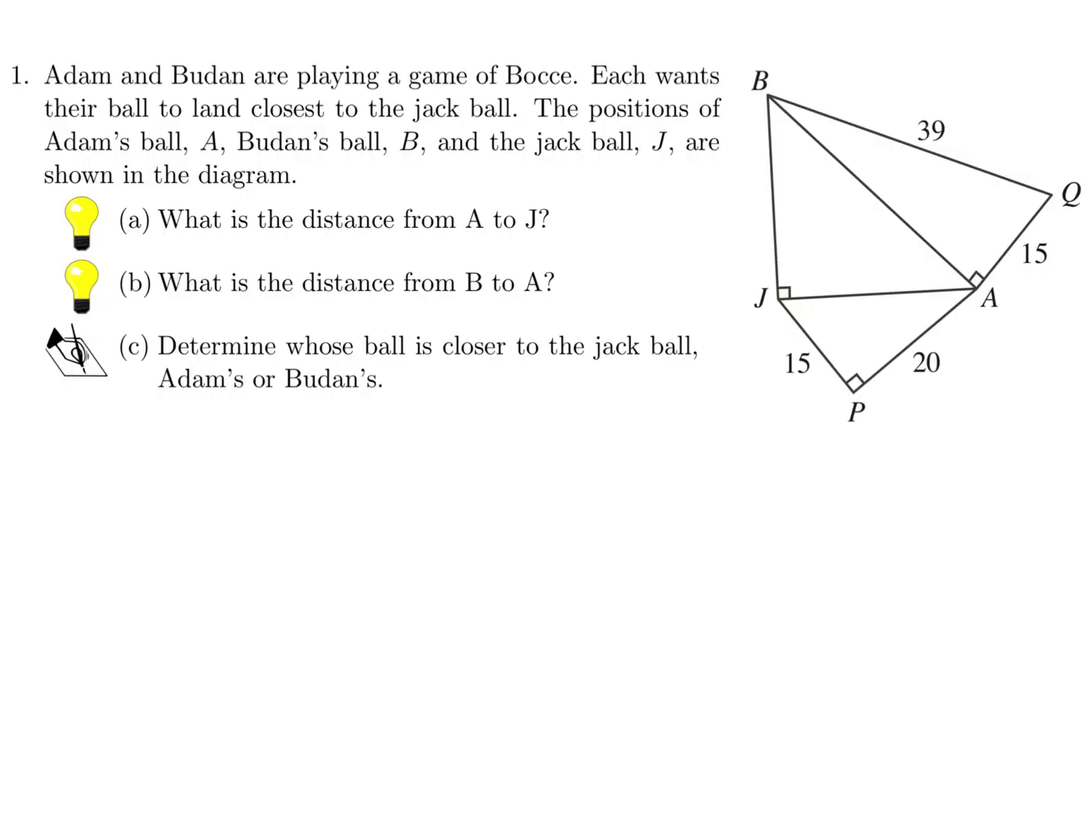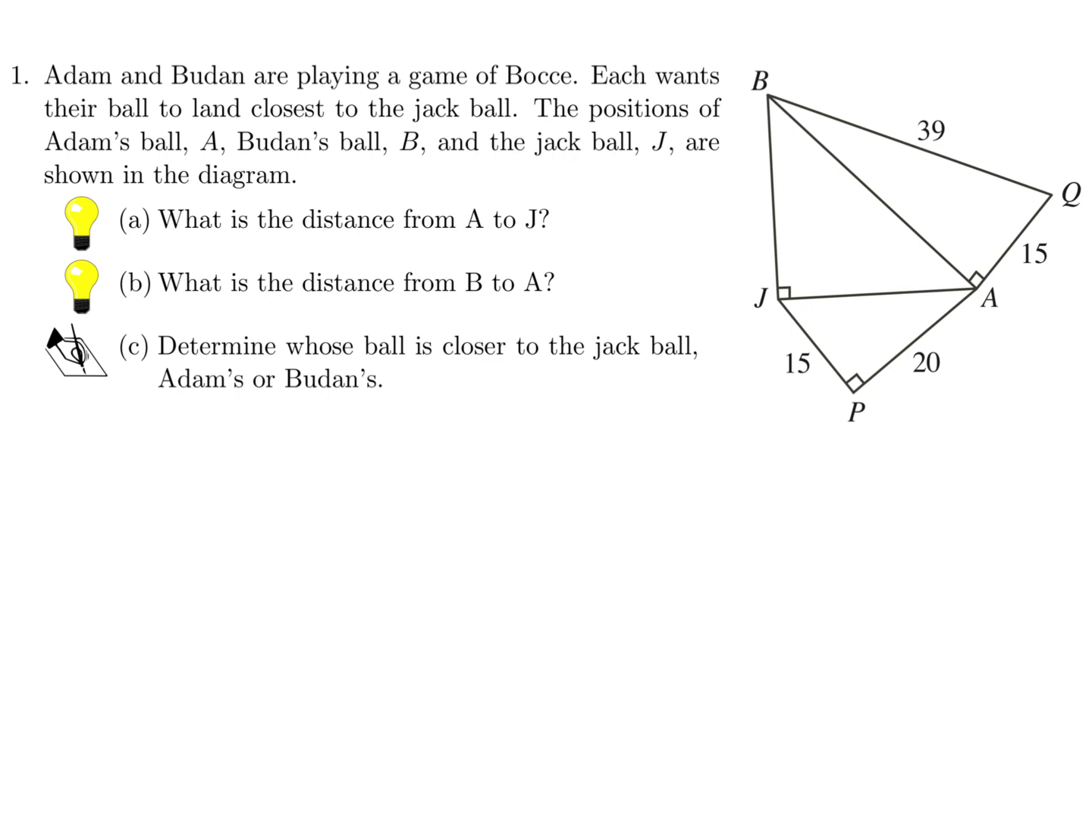Adam and Boudin are playing a game of Bow-C. Each wants their ball to land closest to the jack ball. Their positions of Adam's ball A, Boudin's ball B, and jack ball J are shown in the diagram. What is the distance from A to J?